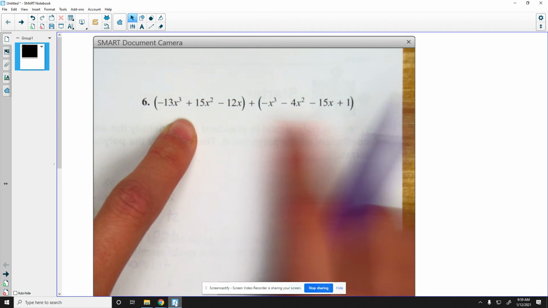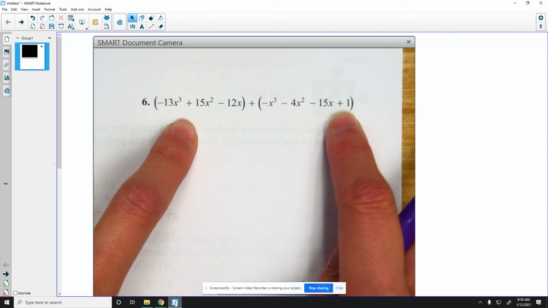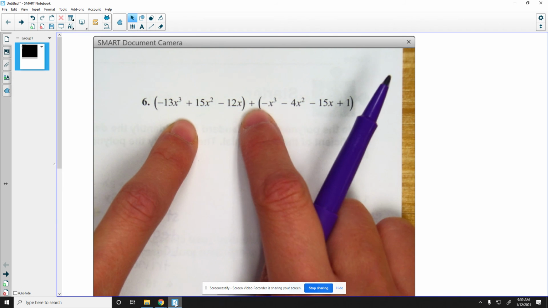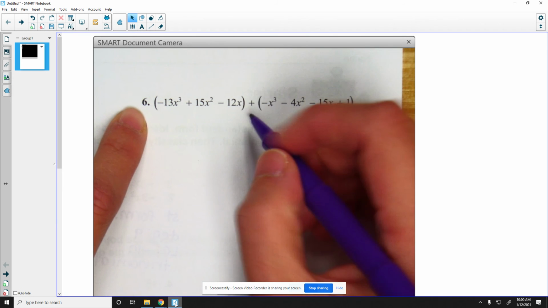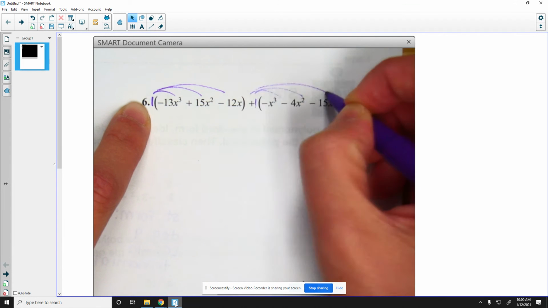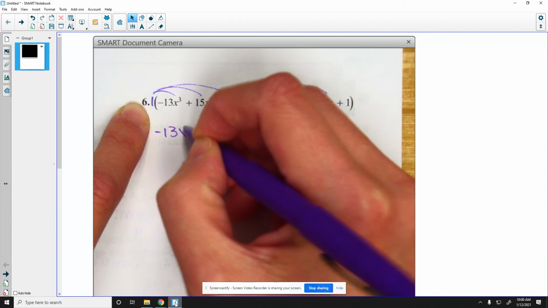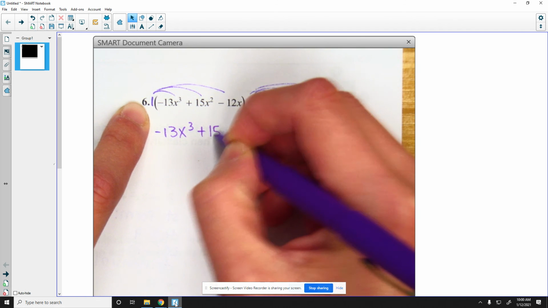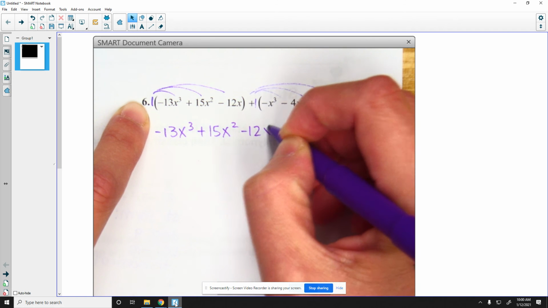For this one, do I need to flip any of my symbols? No, right? Because there's a plus in between. So if I don't need to rewrite any of my symbols, like if you're just distributing by a positive 1 and distributing by a positive 1, you really don't do anything different. So I'm just going to recopy my entire problem.